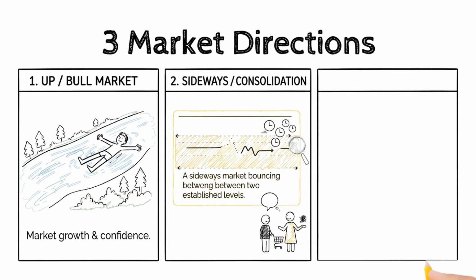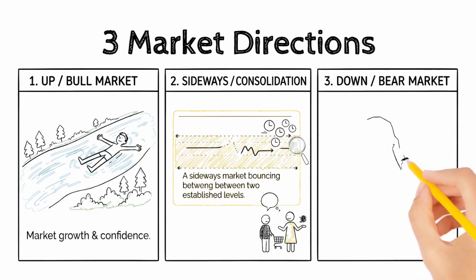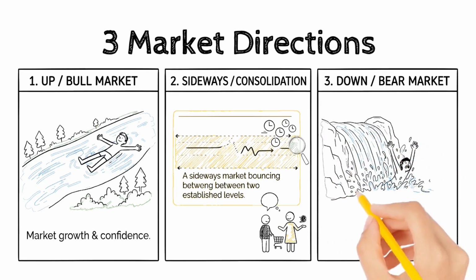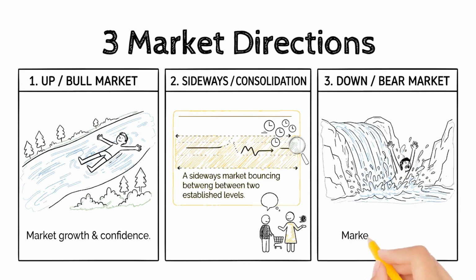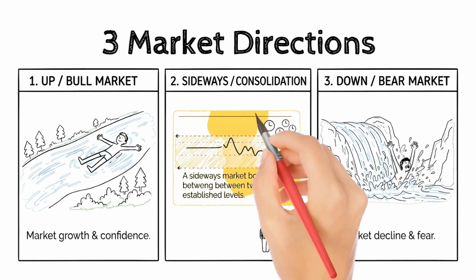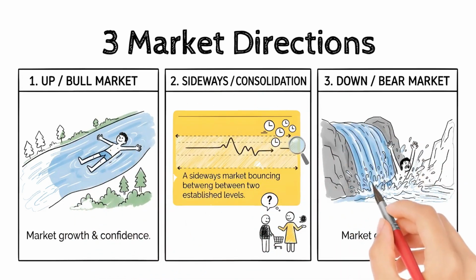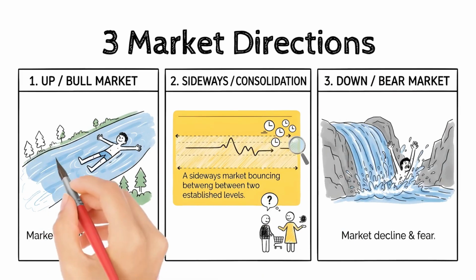But hey, what about that third direction? Well, sometimes the market isn't trending up and it isn't trending down. It's really just catching its breath. We call this a state of consolidation. It's a sideways market where things are just bouncing horizontally between 2 invisible lines. It's essentially a holding pattern while buyers and sellers figure out what they want to do next.